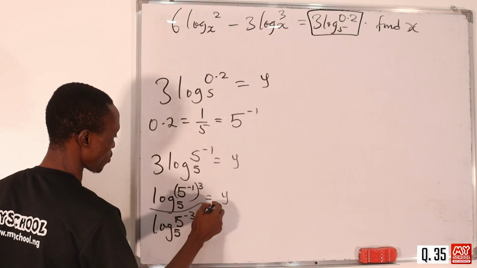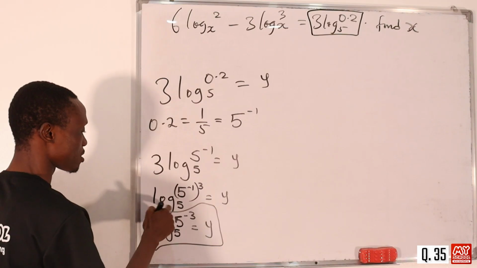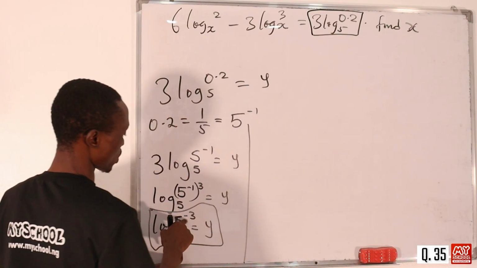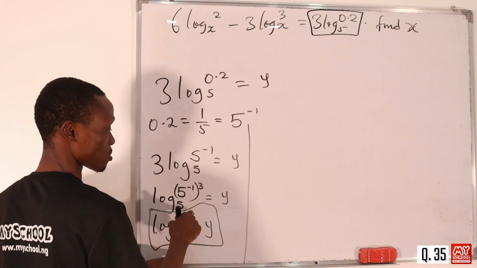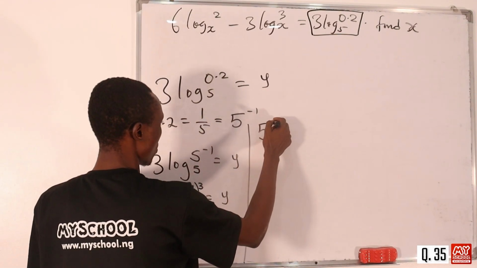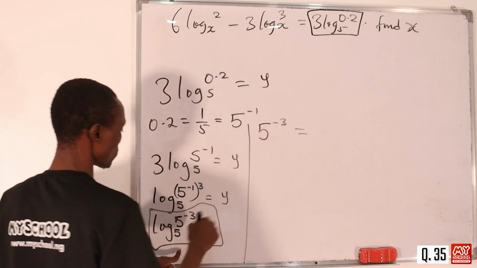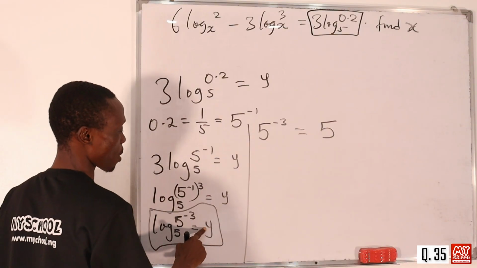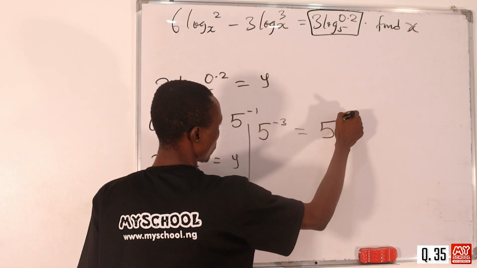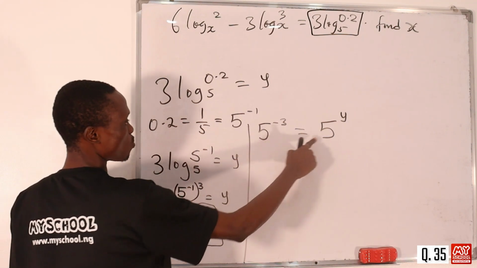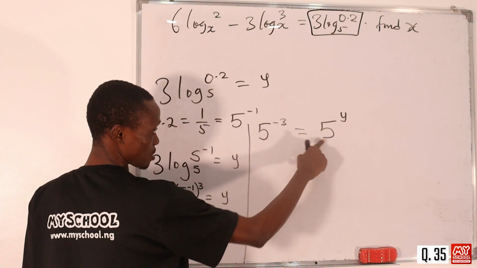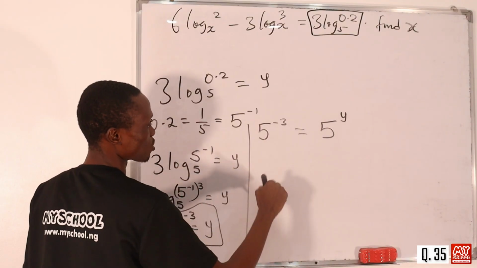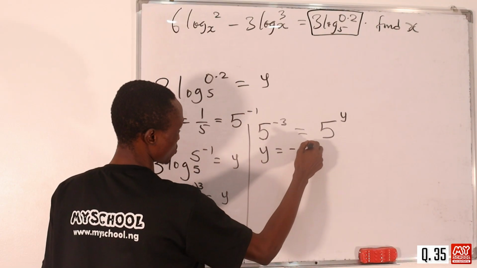So this is in logarithmic form. We can now write this in index form. To write this in index form, what we simply do is keep this number, which is 5 raised to power minus 3. So here we have 5 raised to power minus 3 equals, then this 5, we bring it down here and raise it to the power of y. So here will be equals to y. If you check very well, the bases of these two numbers are the same. There's 5 here, there's 5 here. We can equate the powers so that y is equals to minus 3.